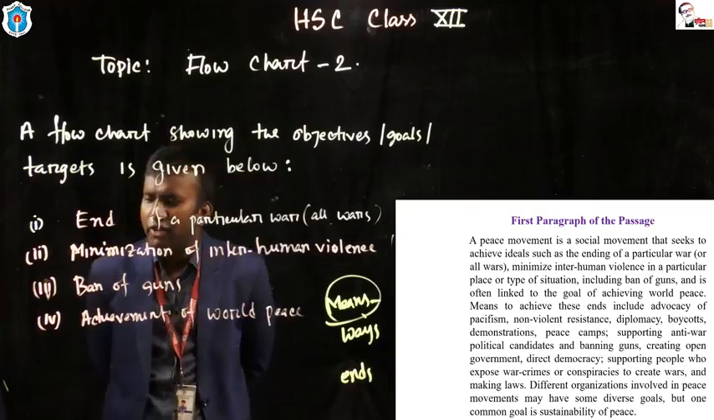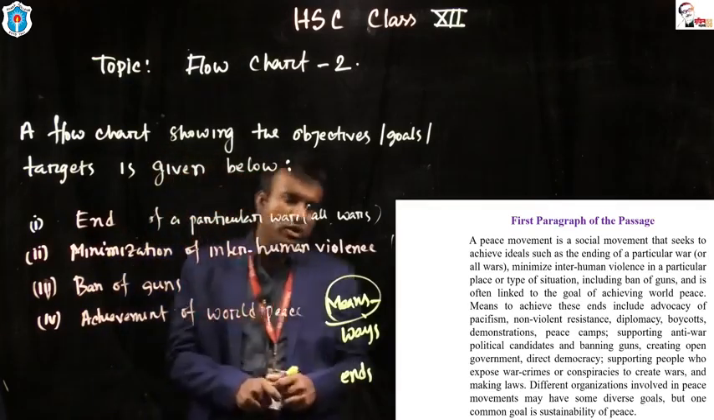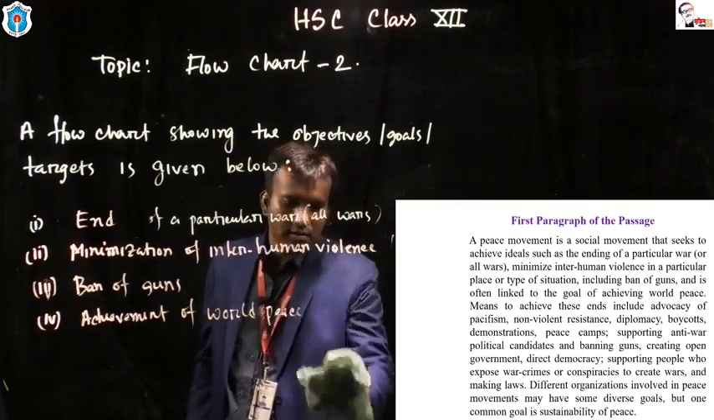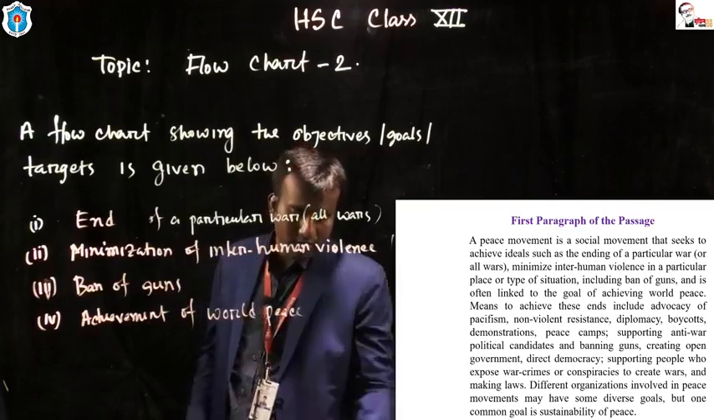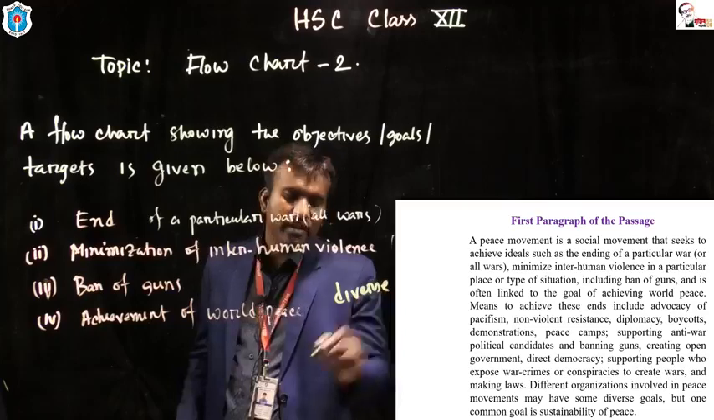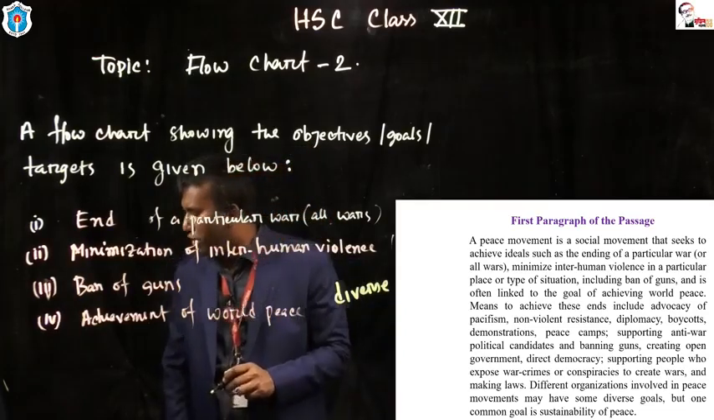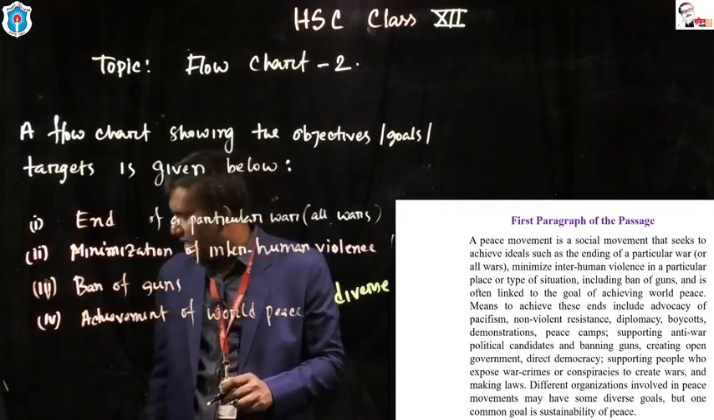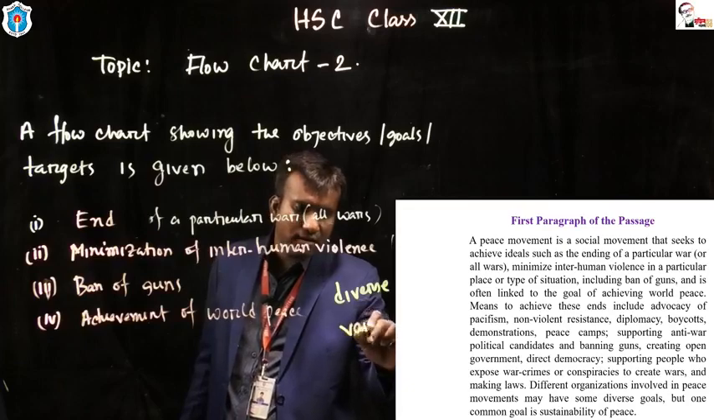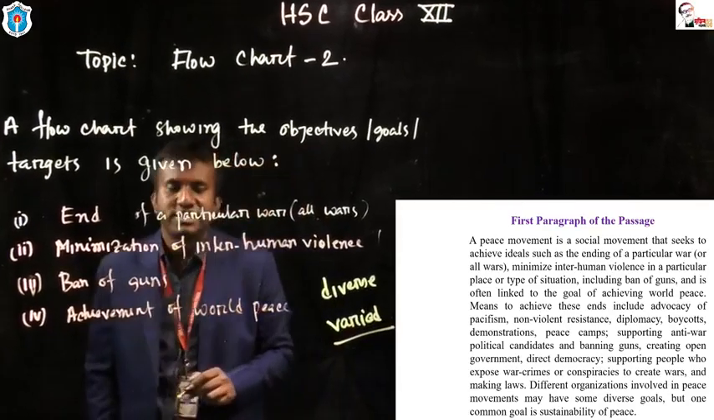Different organizations involved in peace movements may have diverse goals. Diverse, look at the word, diverse. In Bengali it's called Boichitrapurno. And a synonym of diverse is varied. You can say varied.